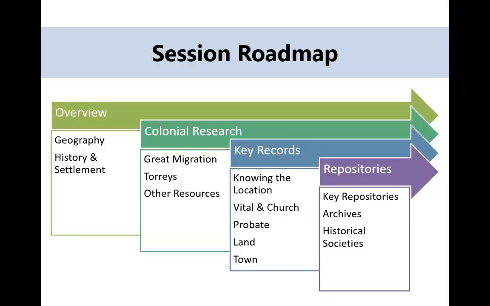I will begin by introducing you to how the geography and the settlement patterns of New England influence your search for records and influence how you find clues about your ancestors. Then I will talk about the features of researching ancestors who lived in colonial New England. Then I will move on to key record groups. And in this portion of the talk, I will focus on the importance of really knowing and understanding precisely where your ancestors lived, as records are always location specific. And finally, I will conclude by talking about key repositories for New England research.